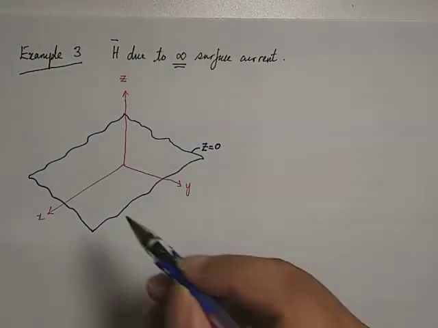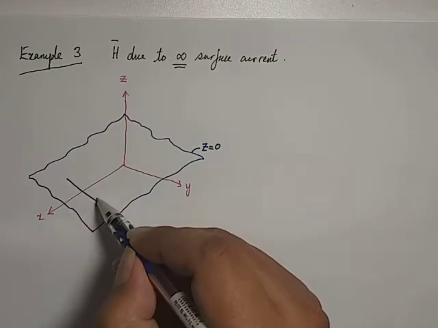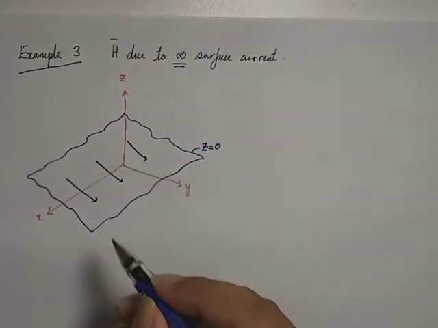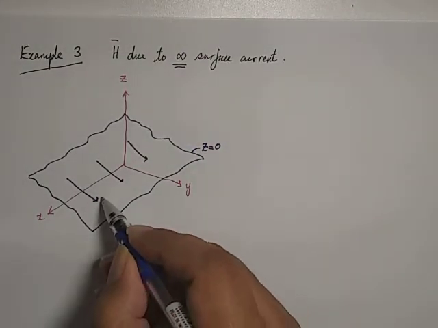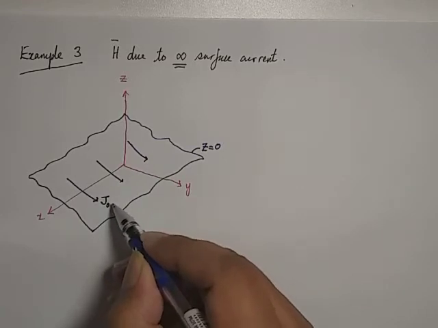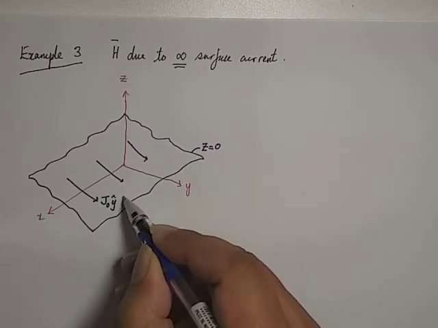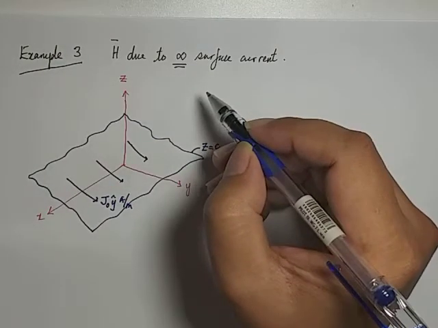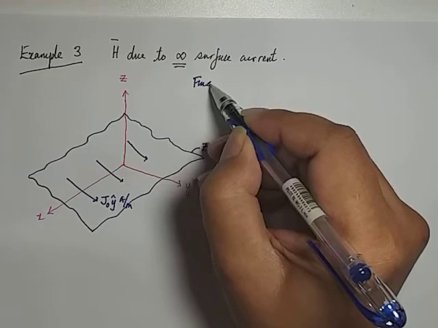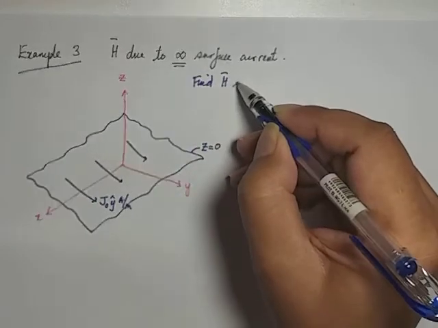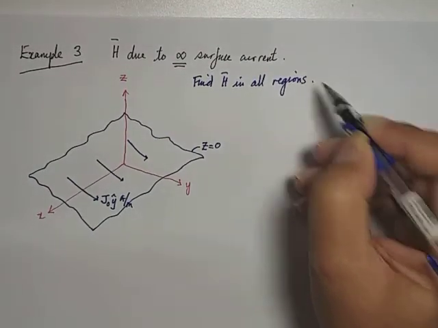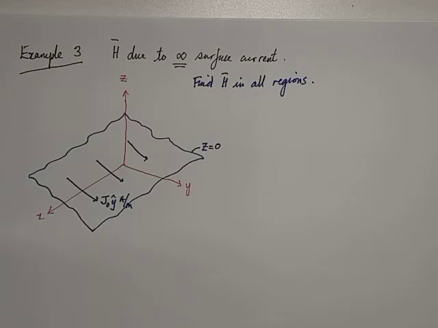And then I'm going to show that my current is flowing in this particular direction. Okay, the current here, Js equal to J0 Y ampere per meter. So that should be our current source. Okay, so what is the question all about? Find H in all regions. Okay, that should be the question.